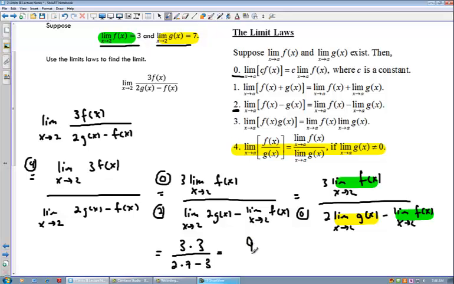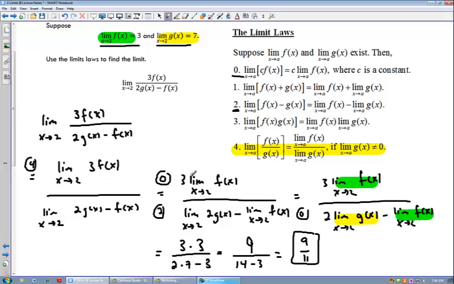Almost want to write 6 there. 9 divided by 14 minus 3. And so this is 9 over 11. So the idea behind this problem is to try to justify each step of taking the limit.